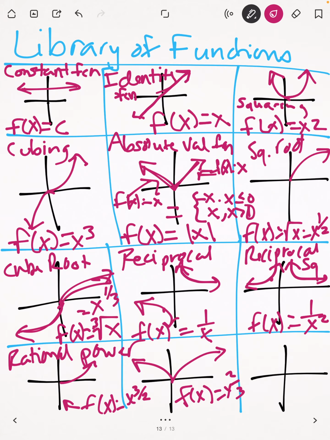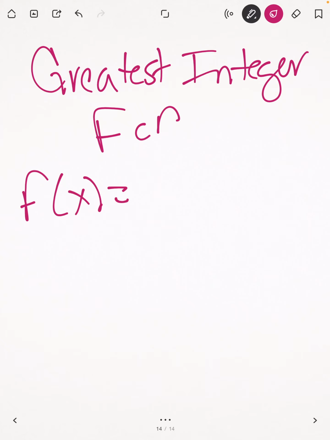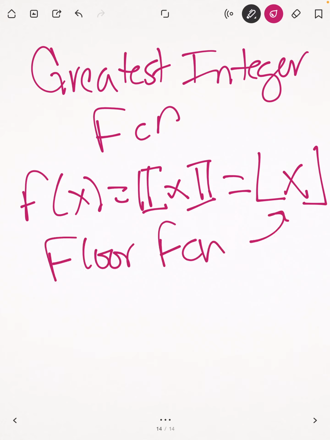And then we have one more, and I'm actually going to go to the next page for this. This is called the greatest integer function. This is f of x equals, and now our book uses this notation, where you have this double bracket, but I would say more commonly you're going to see it looking like this, and that's called the floor function, because you only draw the floor of our brackets.